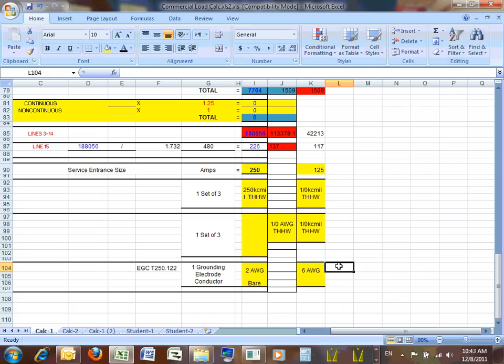If it's an EMT conduit, we use the shell to ground it, or rigid, or intermediate. If I'm using other than EMT, rigid or intermediate, I can pull a number six conductor inside the conduit, covered or insulated, especially if it's PVC, for example. Any questions, guys, about the receptacle panel?